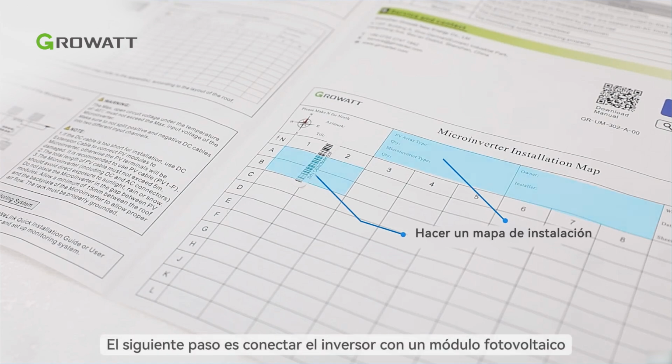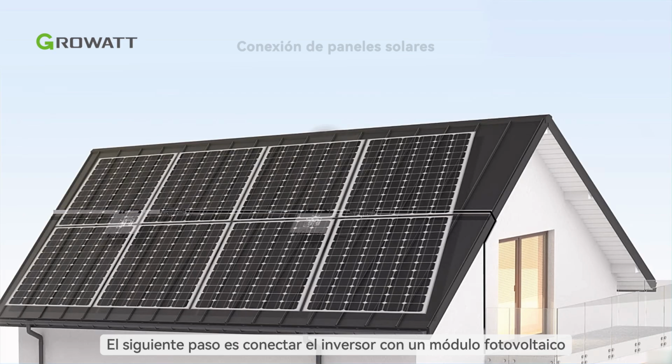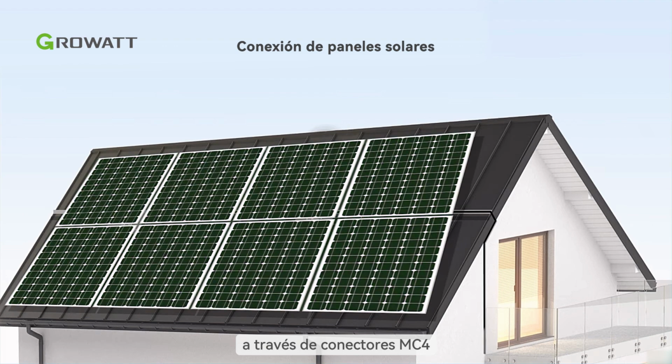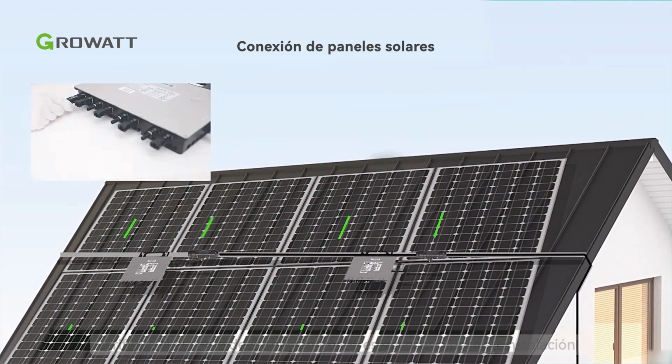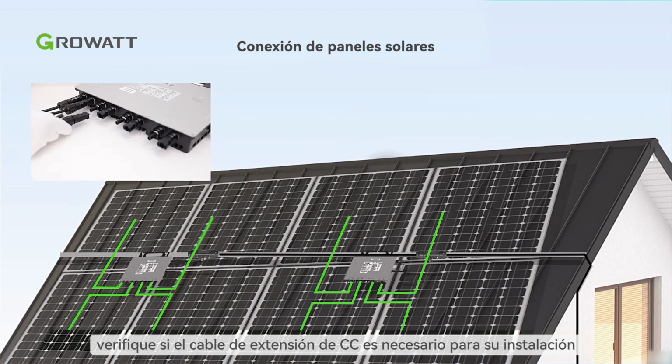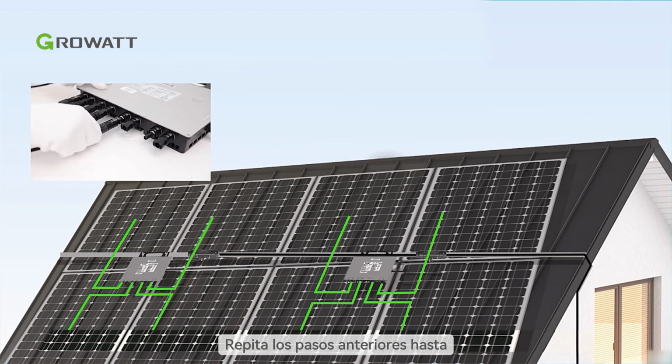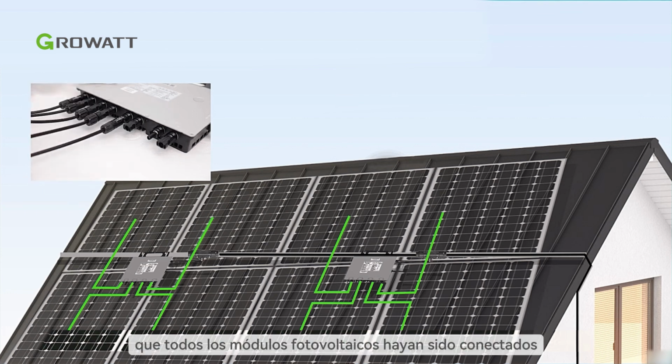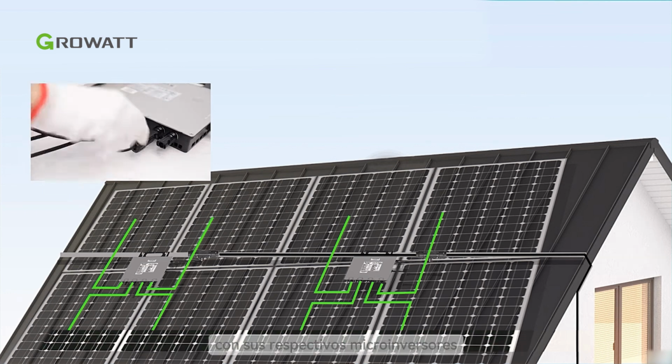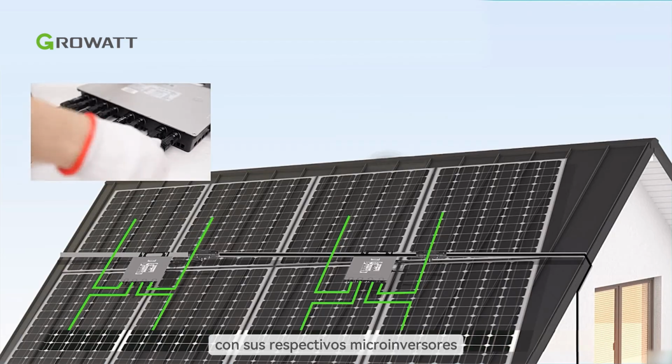The next step is to connect the inverter with the PV modules via MC4 connectors. Before proceeding, please verify whether the DC extension cable is necessary for your installation. Repeat the above steps until all PV modules have been connected with their respective microinverters.